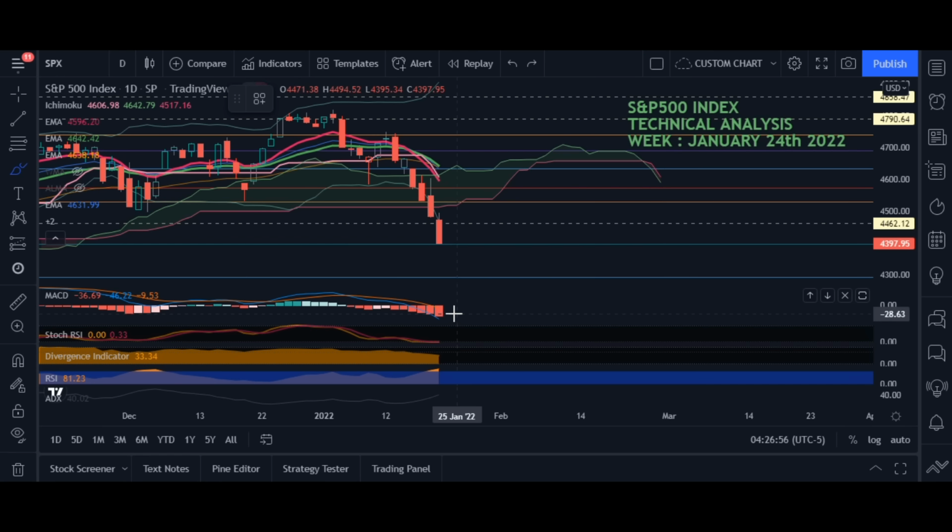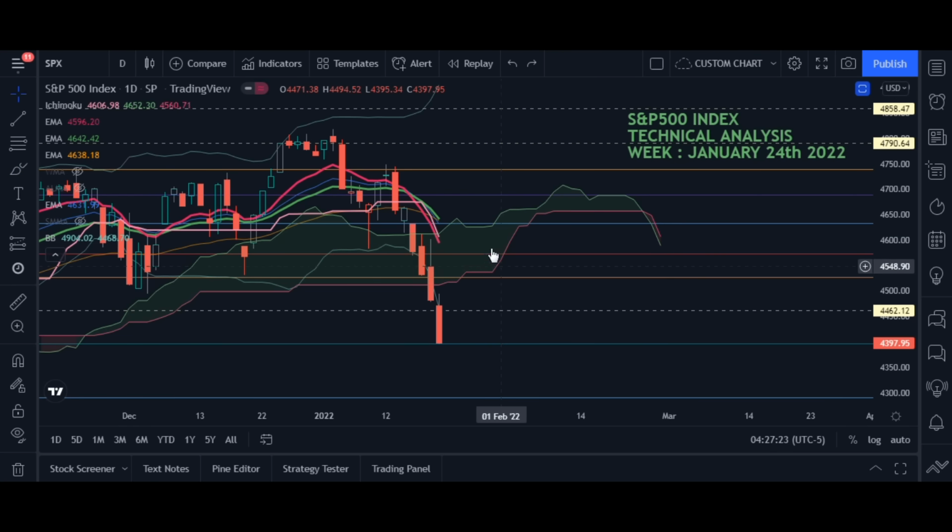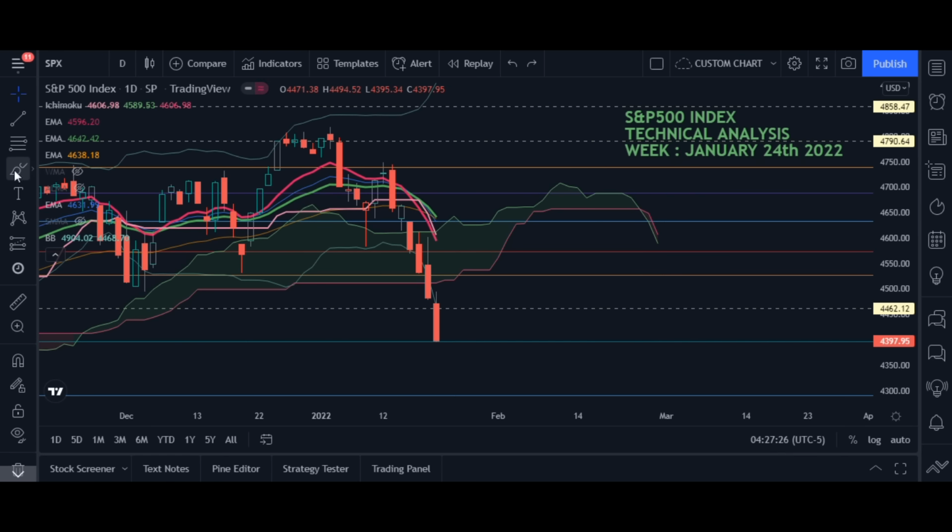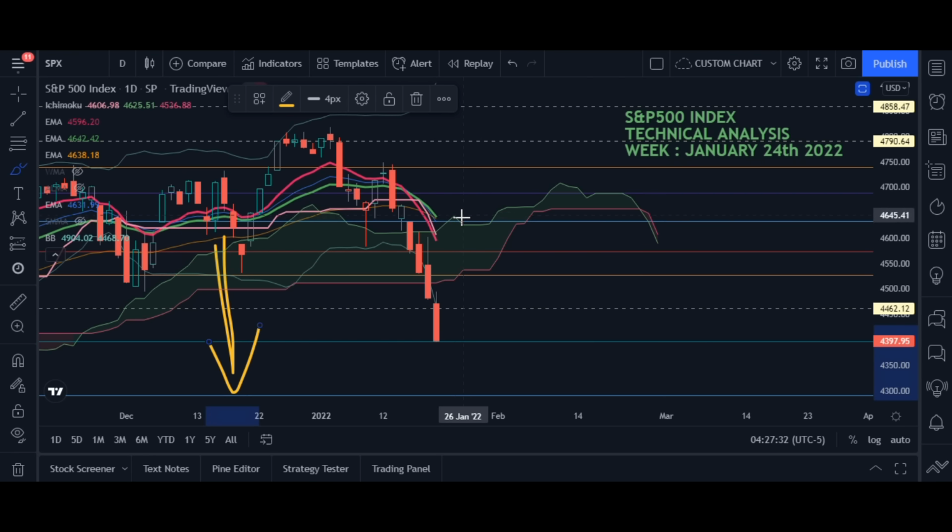Now comes the stock RSI. Stock RSI is almost absolute zero, meaning the K channel and the D channel are heavily bearish, but it also means the market is about to retrace. Then comes the divergence, which is normal, not a problem. Then comes the momentum, which is almost 81, supporting the bear trend. Through all of the technical indicators, it is very visible that the market is clearly bearish.